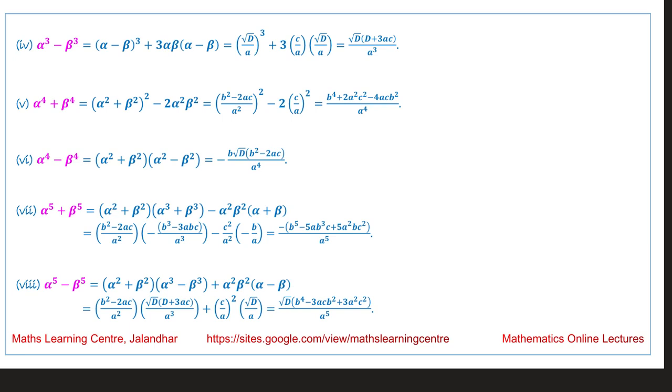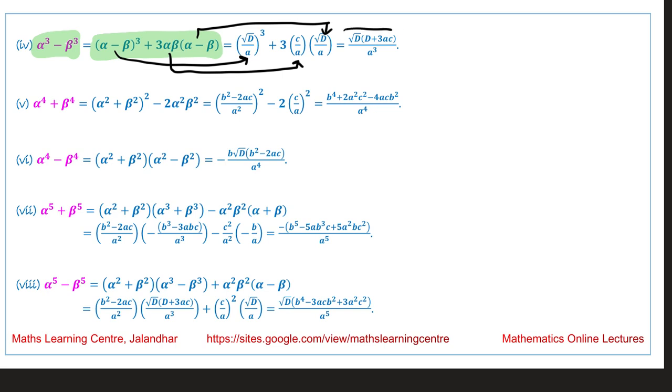Next we have to calculate the value of alpha cube minus beta cube. So the formula we have written over here is alpha minus beta whole cube plus 3 alpha beta into alpha minus beta. Now the value of alpha minus beta we have is square root of d by a. The value of alpha into beta is c by a, and the value of alpha minus beta is square root d by a, and on solving this we obtain the answer in this form.